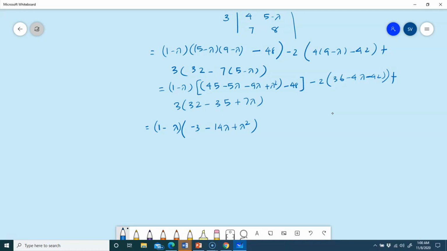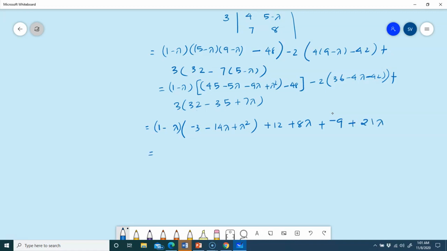And here we have 36 and 42, this is negative, so minus 6 times minus 2 is plus 12 plus 8 lambda. I hope you are following me. And plus 32 minus 35 is negative 3. Negative 3 times positive 3 is negative 9. And plus 3 times 7 is 21 lambda.